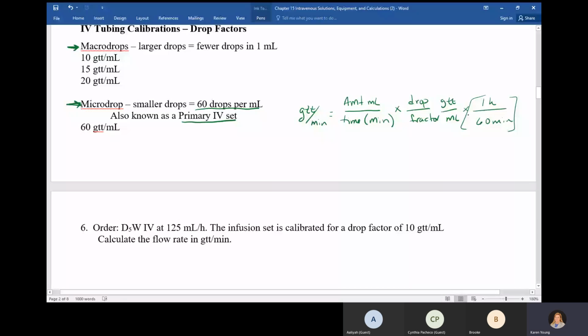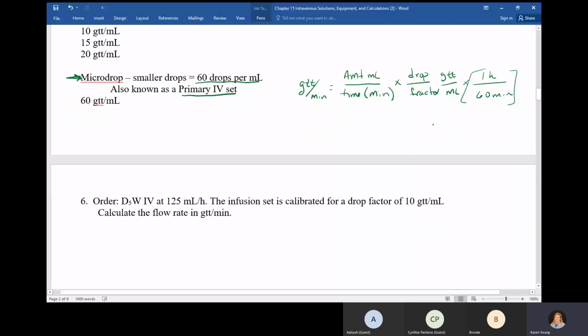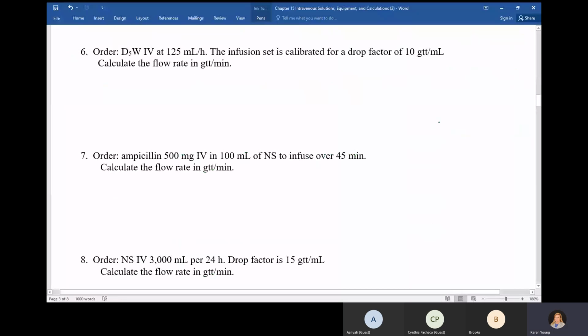All right. So looking at number 6, the order is for 5% dextrose in water at an IV at 125 milliliters per hour. The infusion set is calibrated for a drop factor of 10 drops per milliliter. Calculate the flow rate in drops per minute. I won't always tell you drops per minute. Most of the time, it will say just calculate the flow rate. If you're given a drop factor, okay, then you're calculating drops per minute.